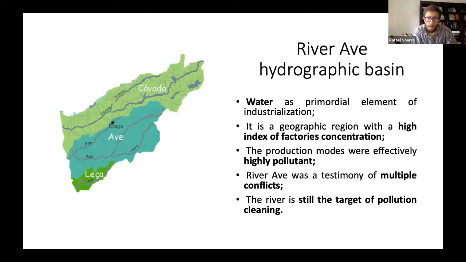But why was this region so important in industrial history? First of all, water was a primordial element of industrialization. Then, it is a geographic region with a high index of factories concentration. We know that the production modes were effectively highly polluting. The river was a testimony of multiple conflicts and is still nowadays the target of some pollution cleaning. So you can see again in orange all the basin that I'm speaking about.